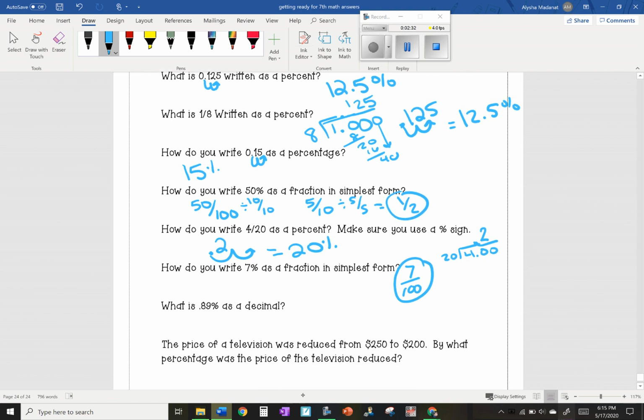How do you write 89% as a decimal? To write a percent as a decimal, you're going to put a, I don't know why there was a decimal there. There shouldn't have been. You're going to put the decimal at the end of the number and move it 2 places to the left. So this is going to become 89 hundredths.